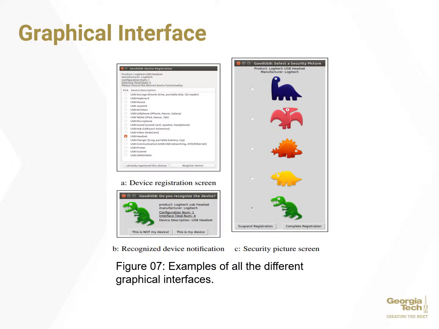Here, if GoodUSB recognizes the device, then the user can verify the device through either reading the descriptive text or checking that the percentage security image is correctly associated with the device. If any of the information is wrong, then the device can be flagged as potentially malicious and it will be redirected to the USB honeypot. The last dialog box in this picture is Figure 7c, which is a security picture screen. This is prompted to the user immediately after the device registration screen. The user is asked to select a security image to associate with the device.